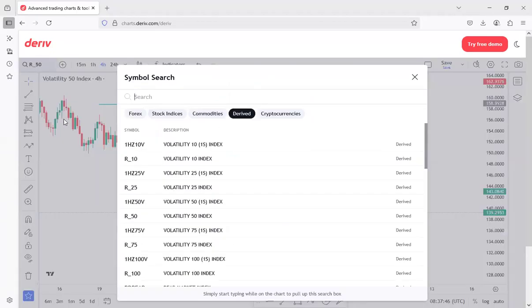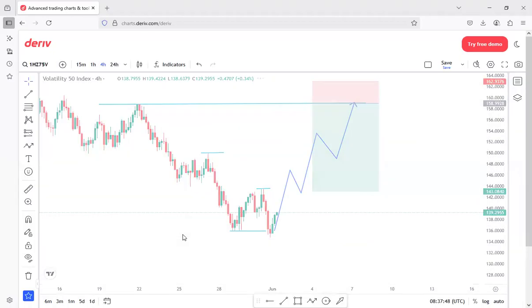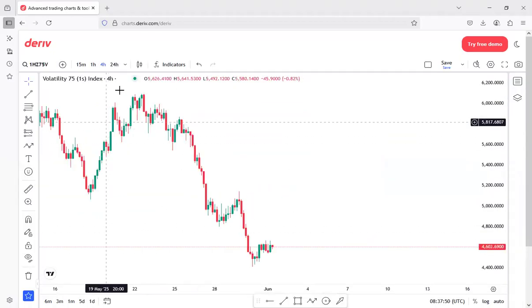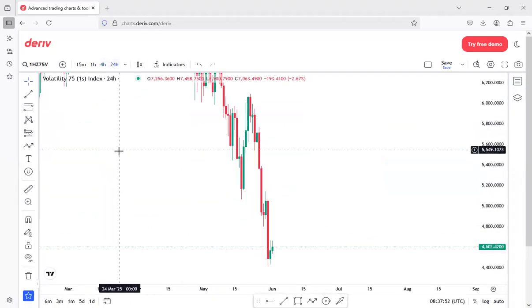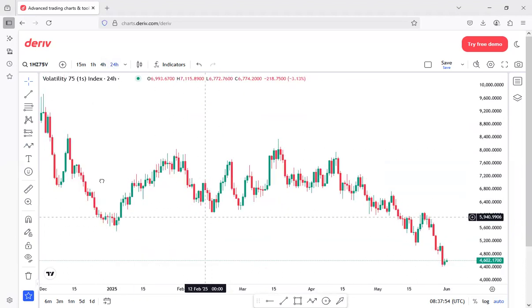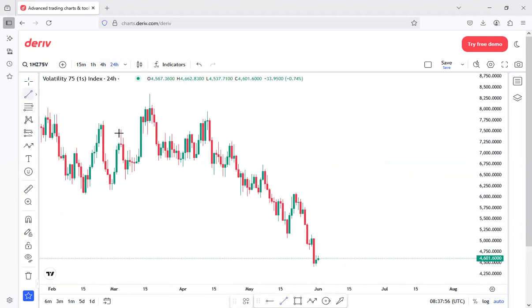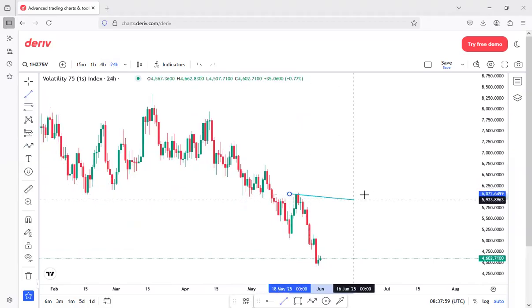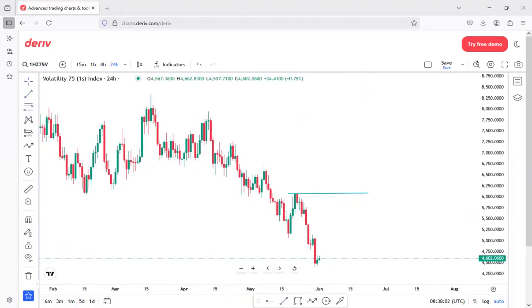If you go down to the 75 index, going down to the 24 hours time frame, refreshing my chart, you notice that the 75 index is still on a downtrend, because the lows are constantly being broken and the highs are not being met.